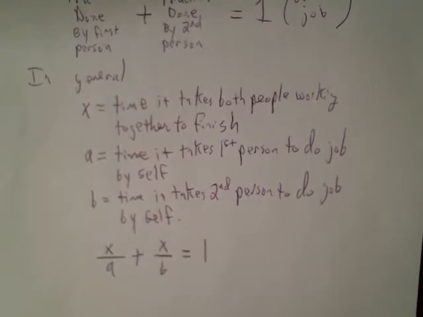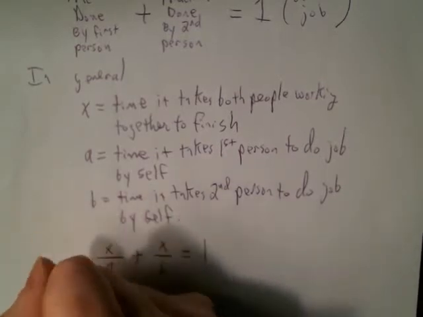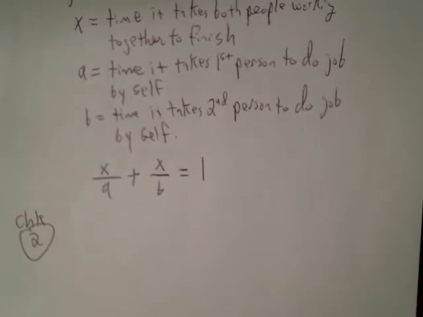Okay, so let's look at checkpoint 2 from the book. It says, one person can paint the outside of a house in 8 hours. A second person can do it in 4 hours. How long will it take them to do the job if they work together?